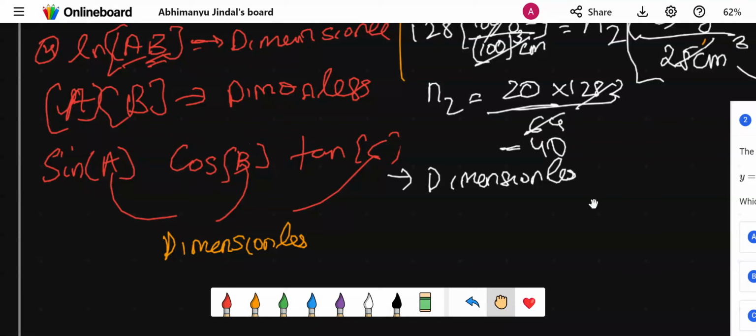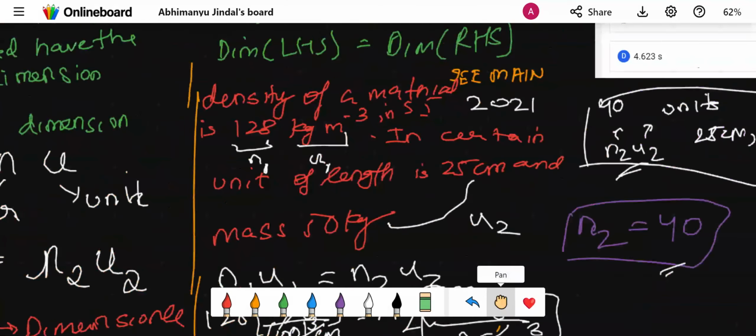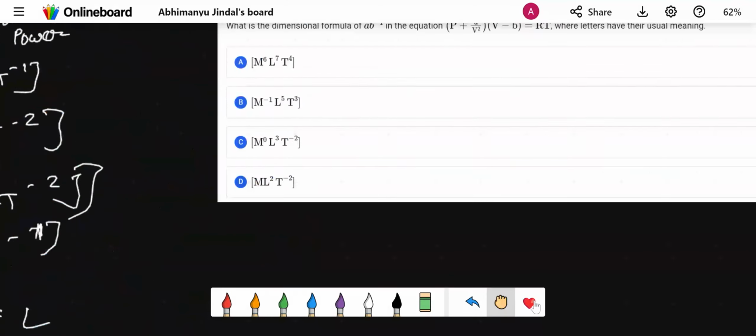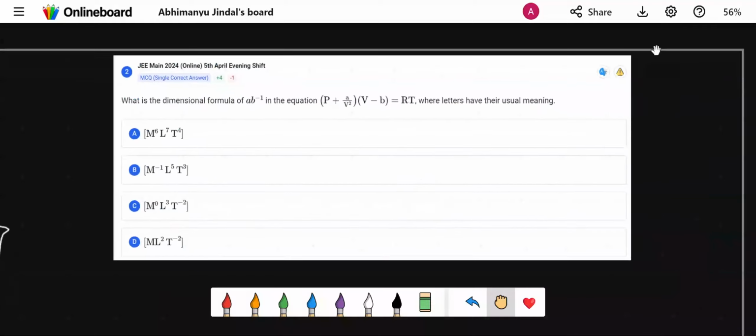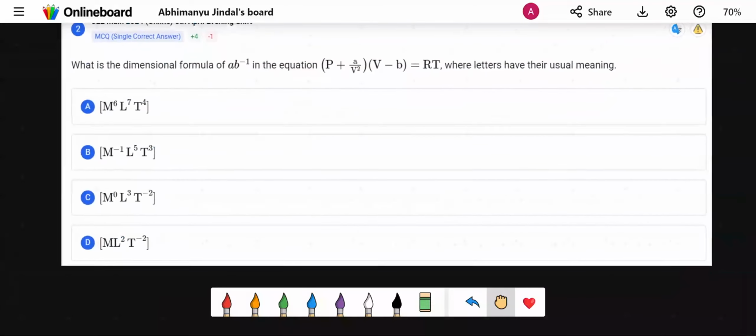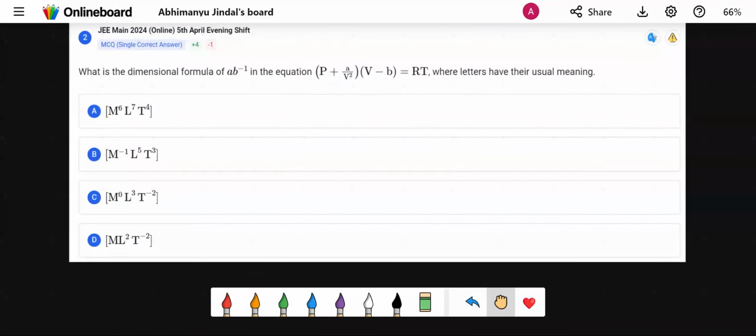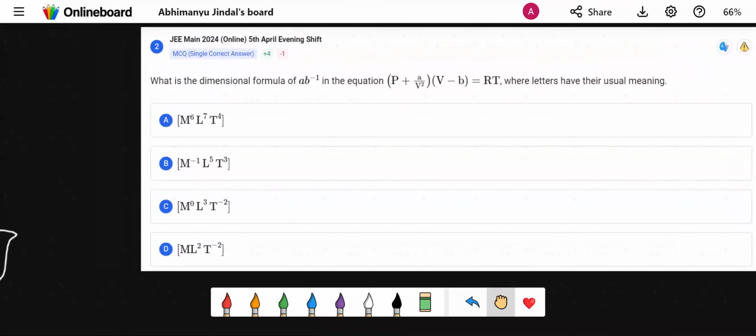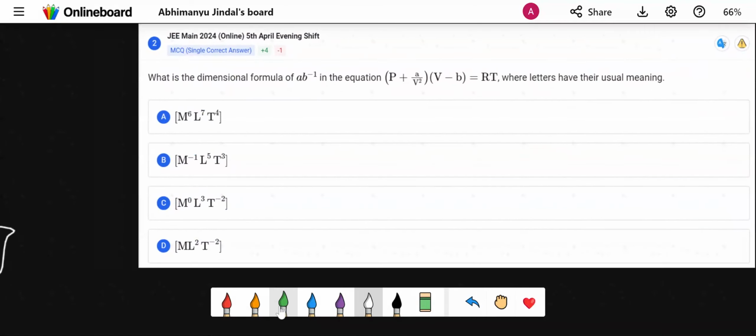Okay, now time for some PYQs. Let's do this one right here. So here, let's use our four rules and solve this question. This was the latest 5th April question, a very easy one. So let's see how you solve this. What is the dimensional formula of a by b in the equation p plus a by v square into v minus b equals rt, where letters have their usual meaning?